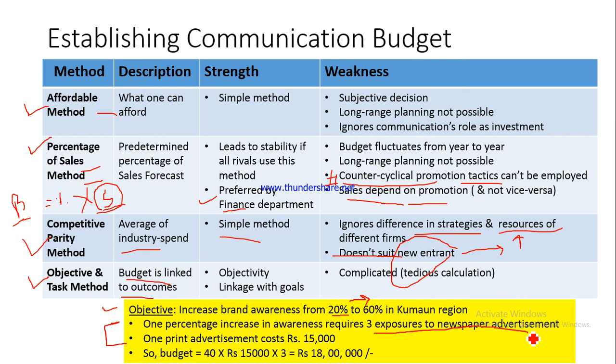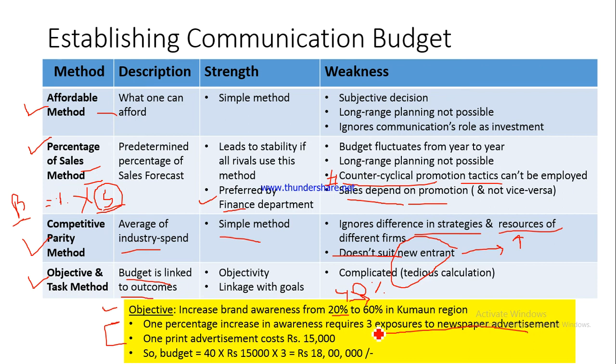Right? So this is one task that we have. We have to ensure an appropriate number of exposures so that the brand awareness increases from 20% to 60%, or an increase of 40%, right? So this is what we have to do, and we know for every single increase in percentage we need 3 exposures.